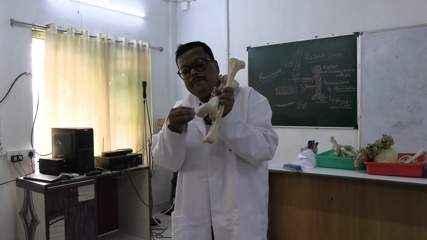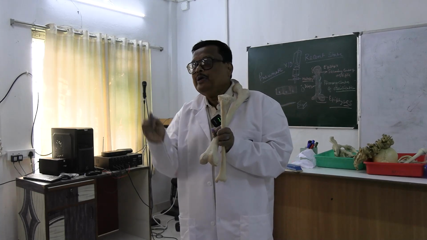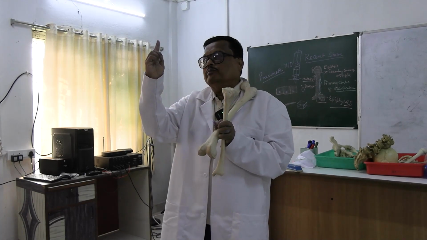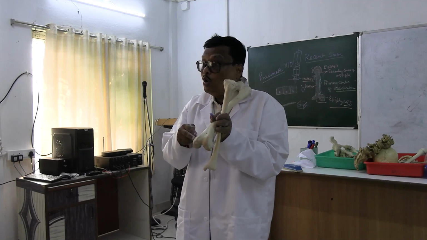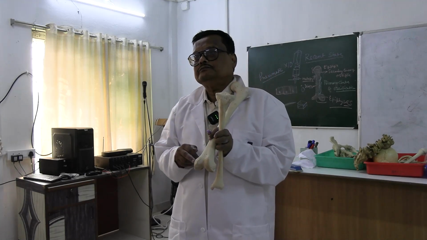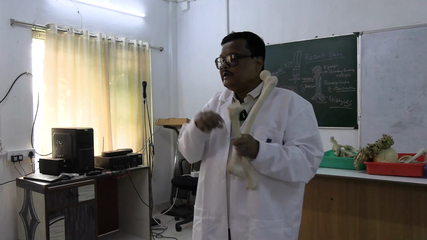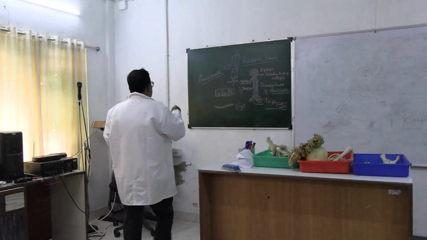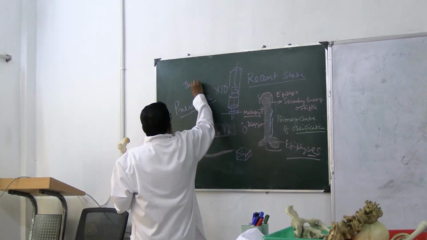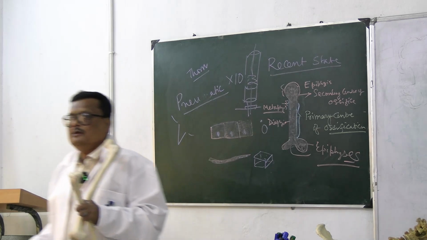A small projection above the condyle, which is non-articular, we call the epicondyle. Epi means above. Above the condyle, and it usually does not take part in the formation of the joint. We call it the epicondyle. Any hook-like projection from the bone, we call it hamulus. A thorn-like, prick-like projection from the bone, we call it a spine.